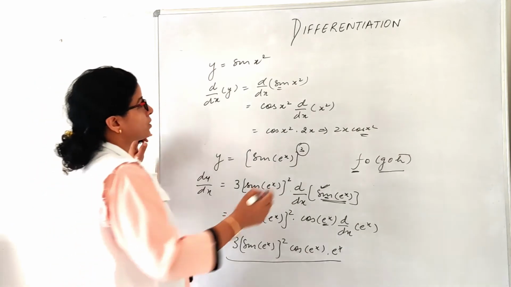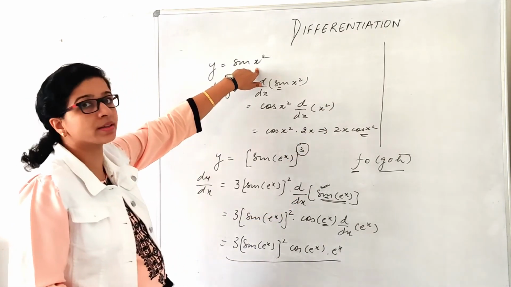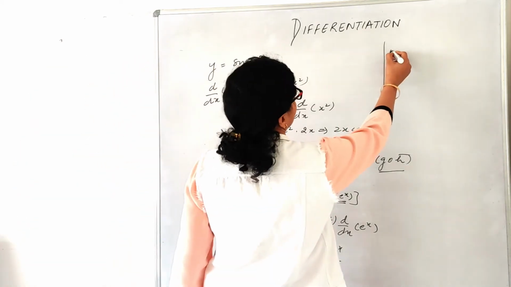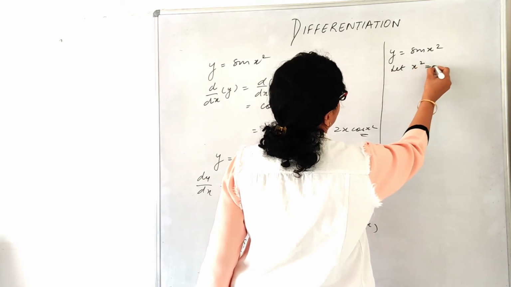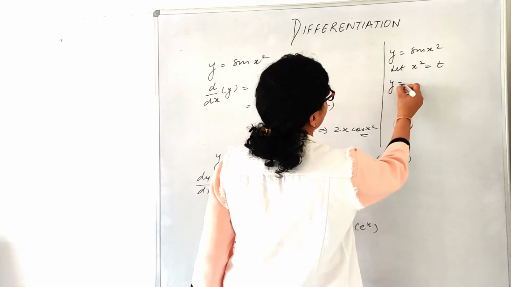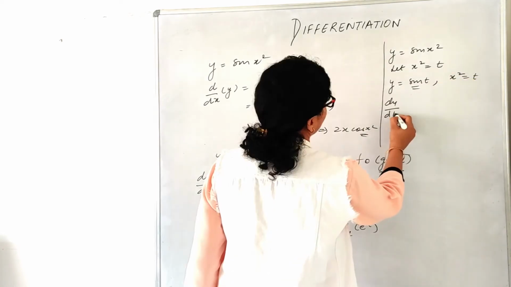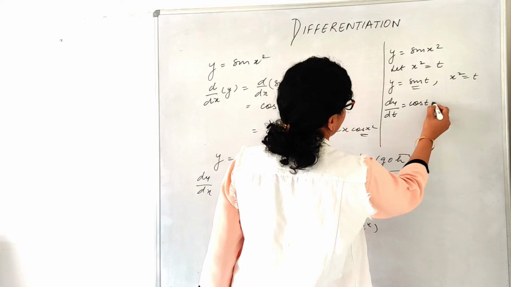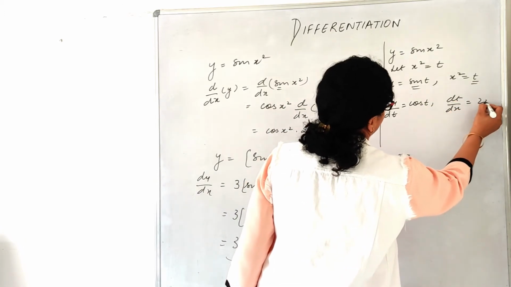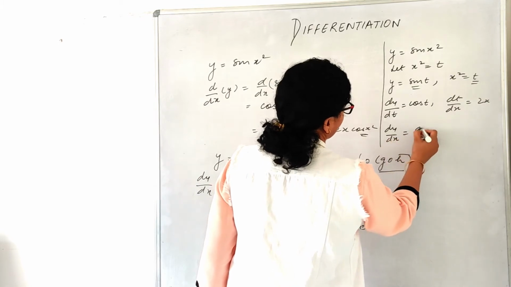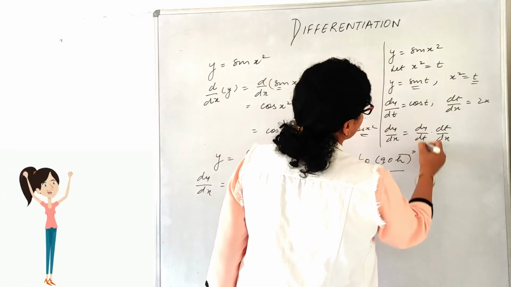This can also be solved by substituting, right? Say for example y is equal to sin x square, as given. So let x square be equal to t. So now I get y is equal to sin t, and x square is equal to t. dy by dt is equal to cos t, and here I will find dt by dx, so I'll get 2x. dy by dx is nothing but dy by dt into dt by dx, right?